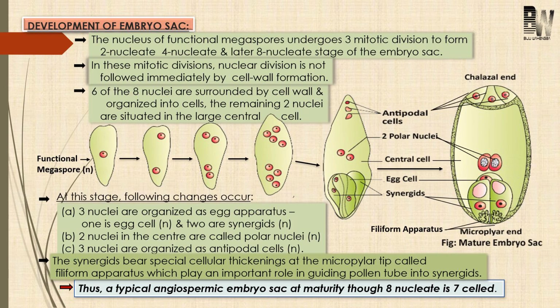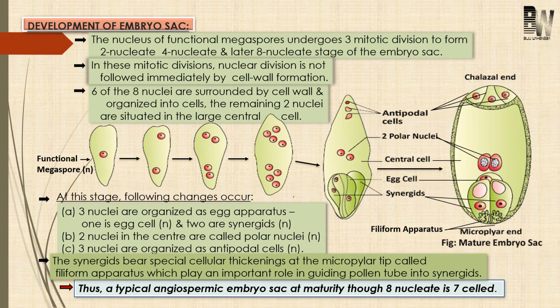So how only 7 cells? Here these 7 cells will be represented by 3 antipodal cells, 3 of the egg apparatus, and 1 central cell. So thus at maturity, a typical embryo sac will be 8 nucleated and 7 celled. Above this, at the base of the synergids, there are some projections known as filiform apparatus. And the function of these projections is to guide the pollen tube into the synergid. This is the function of filiform apparatus.